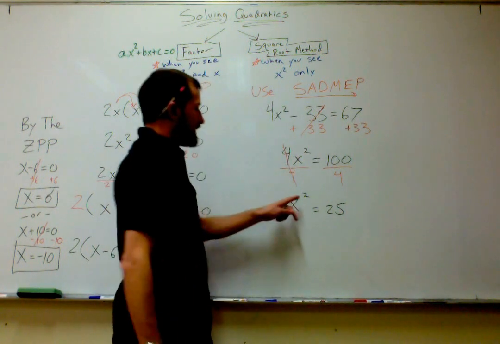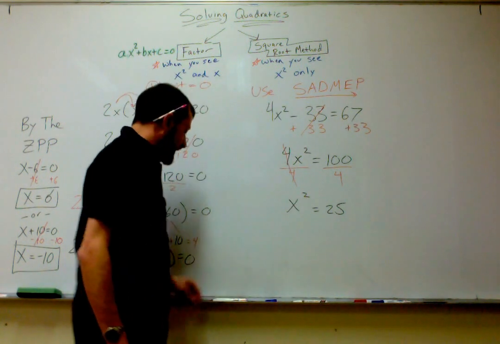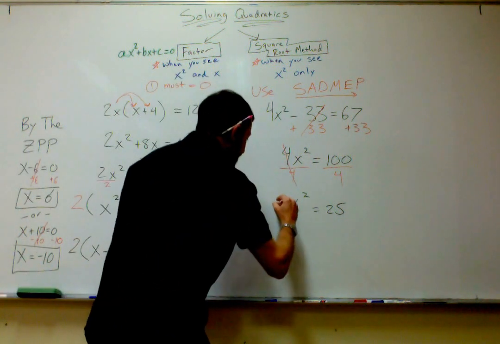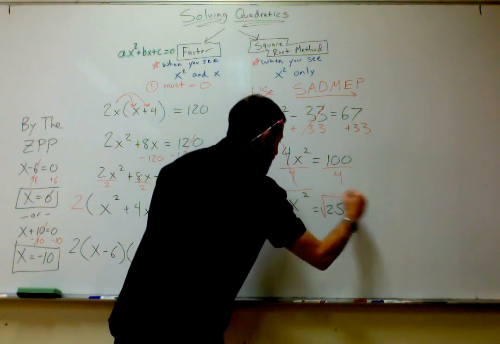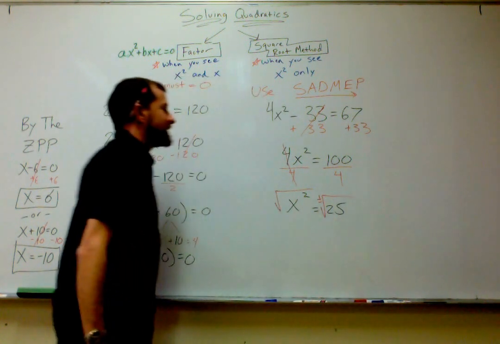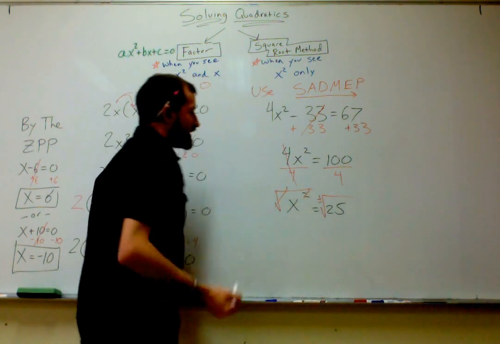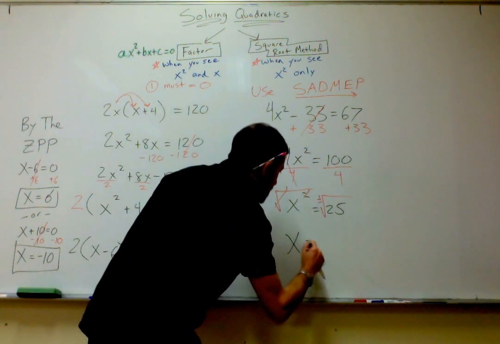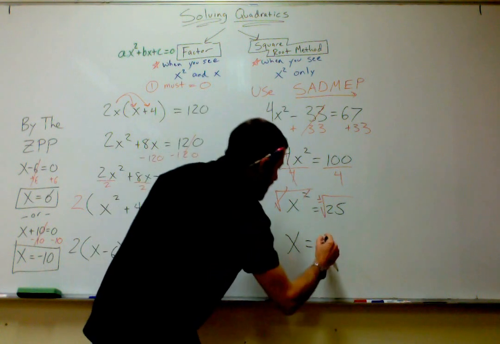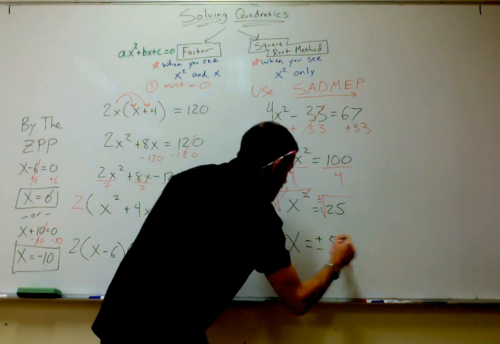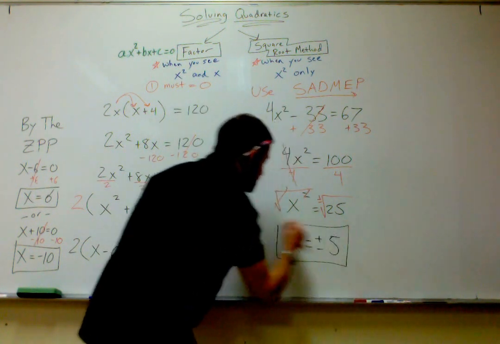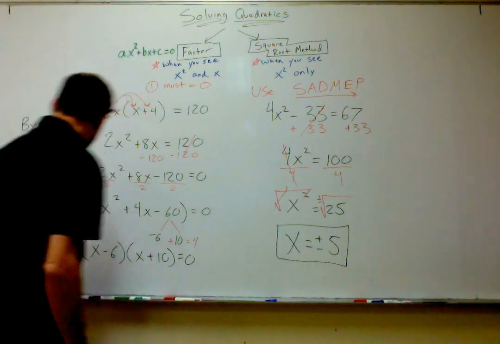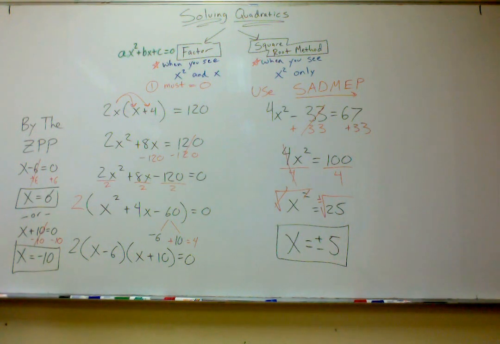Okay. I want to get rid of the square, so you've got to square root it to cancel with the square. When you square root it, don't forget the plus or minus. Excellent. So x is equal to the square root of 25, which is 5, positive or negative 5. Excellent. Alright, so that's how you use the square root method.